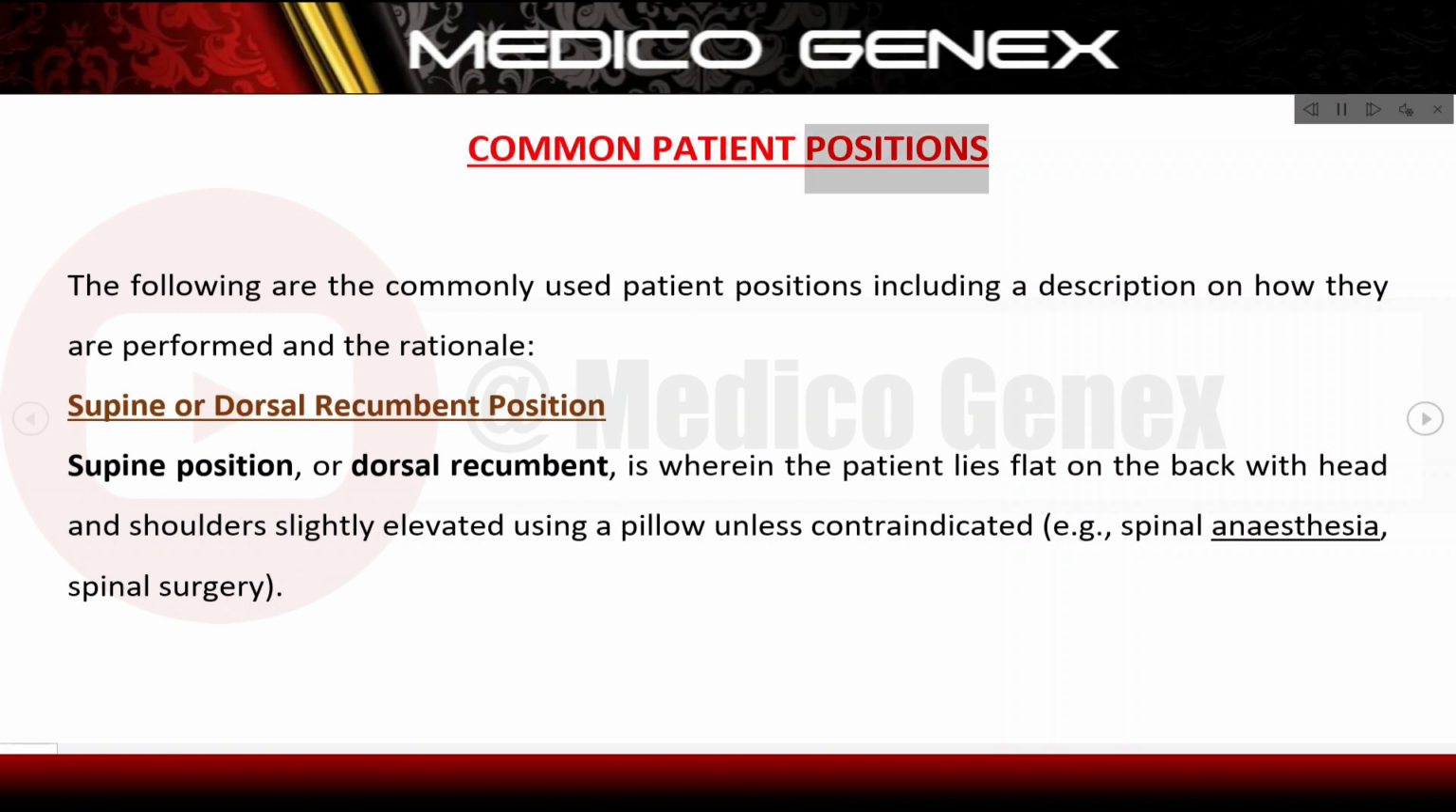Common patient positions. The following are the commonly used patient positions, including a description on how they are performed and the rationale. Supine or dorsal recumbent position. Supine position, or dorsal recumbent, is wherein the patient lies flat on the back with head and shoulders slightly elevated using a pillow unless contraindicated, e.g., spinal anesthesia, spinal surgery.